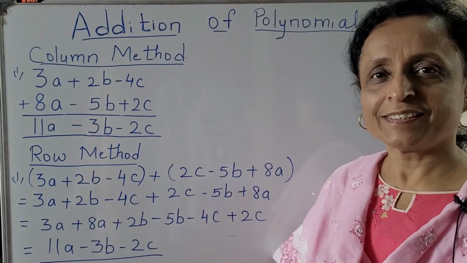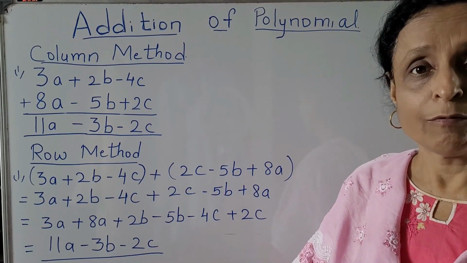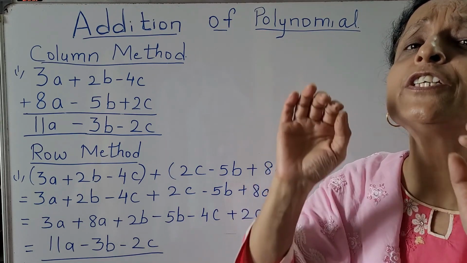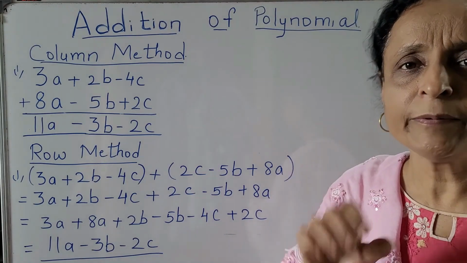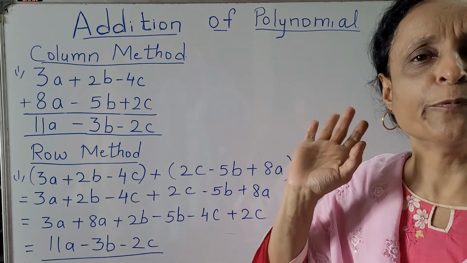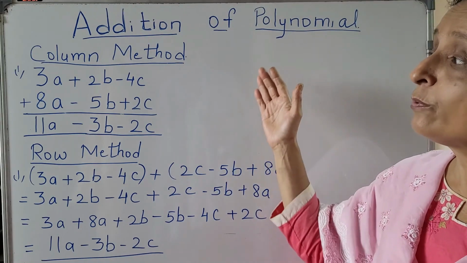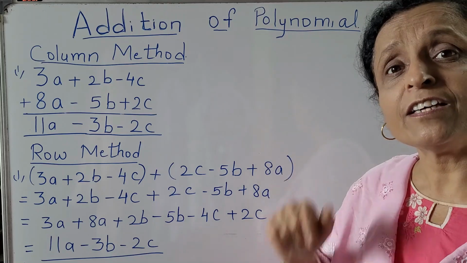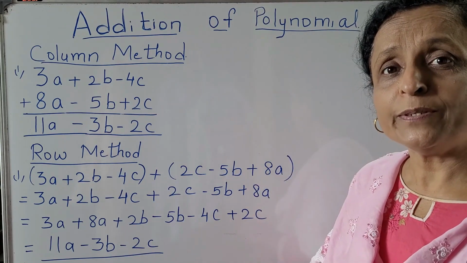Hello students. Now, addition of polynomials. What you have to do is just add the numerical coefficients of the like terms. Now, what will be the like term? If it is x, it can be added only to x. If it is y, it can be added only to y, and so on. So let us do the two methods: one is the column method and the other is the row method for addition of polynomials.